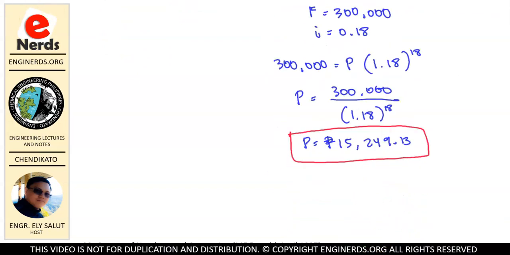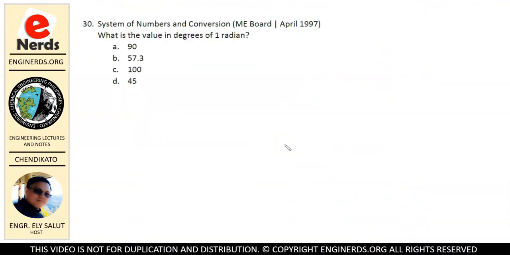Now, let's go to problem number 30, our last problem. System of numbers and conversion. Lumabas noong ME board noong April 1997. What is the value in degrees of 1 radian? Okay, so we know that 360 degrees is equal to 2 pi radians, diba?